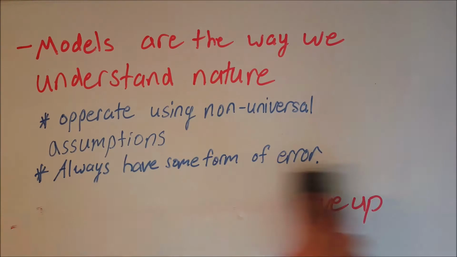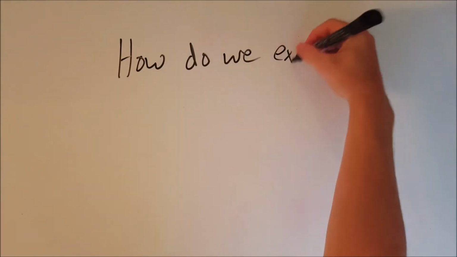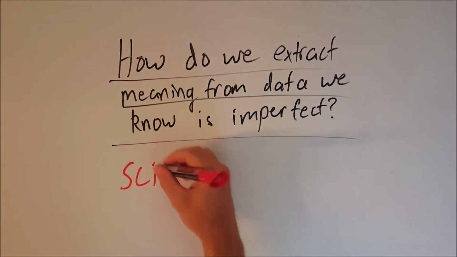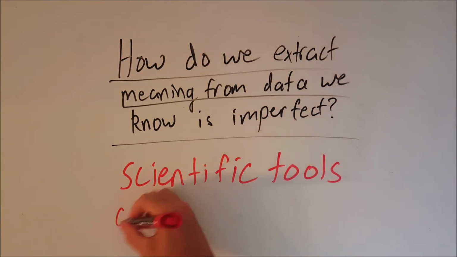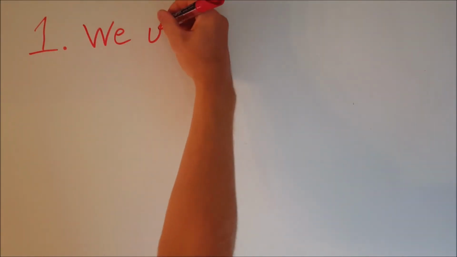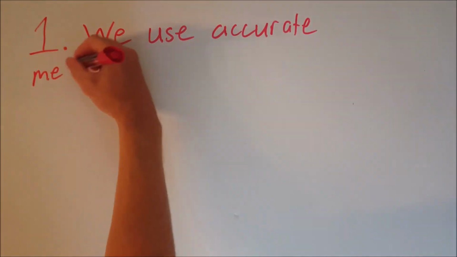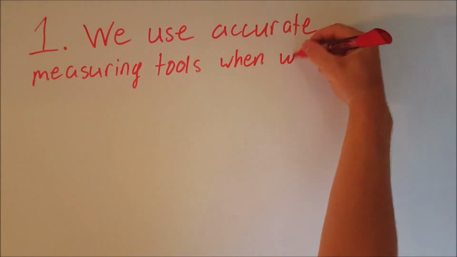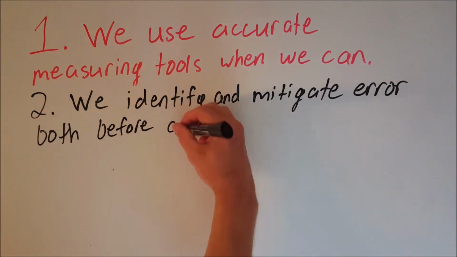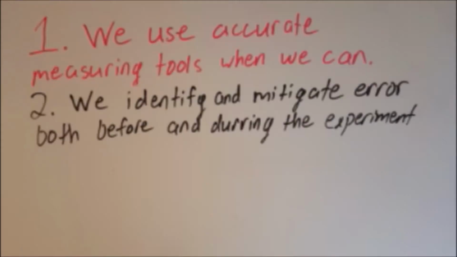Does this mean that we give up? No way. We still need to extract meaning from a world riddled with ways for experiments to go wrong. We do that with scientific tools and terminology. First, whenever we can take measurements with accurate devices, we use those devices. Secondly, we are constantly on the lookout for where our assumptions are not valid and are producing error, and we work to mitigate them.